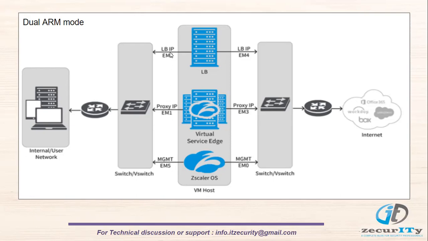EM0, EM1, and EM2 are configured automatically from the portal itself. These two will be automatic functions, whereas EM3, EM4, and EM5 are configured manually.